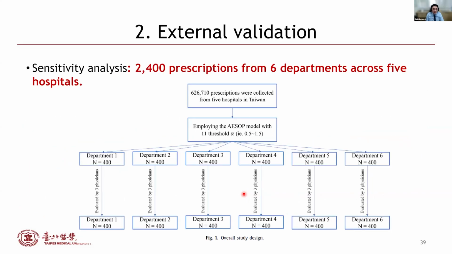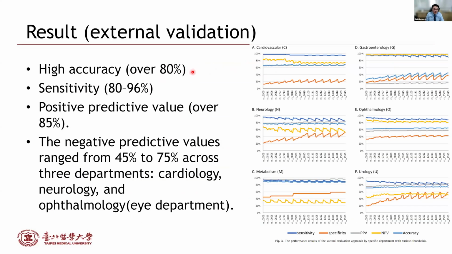Then this is the other publication. If you create a model, then you need to have external validation. It means you need to use the other hospital data to validate your model. We say this is external validation. So we use 24,000 prescriptions from 6 departments across 5 hospitals. It means you create a model and second you need to have external validation like this one. For the performance of external validation, you can see the same: we have a high accuracy, more than 80%.